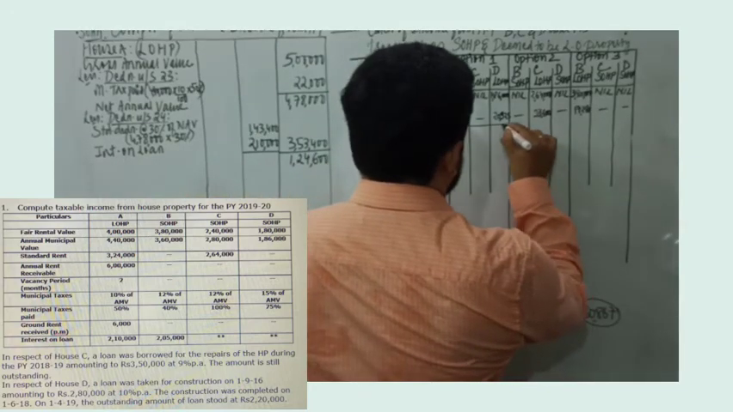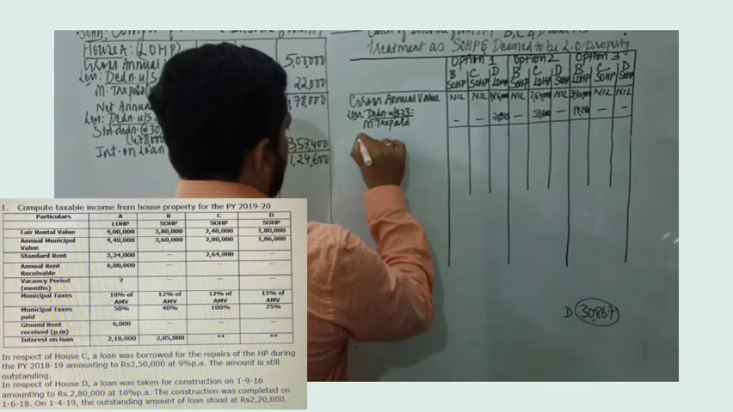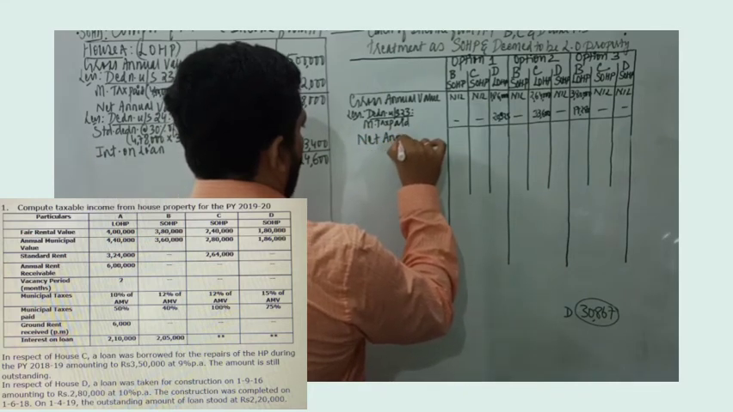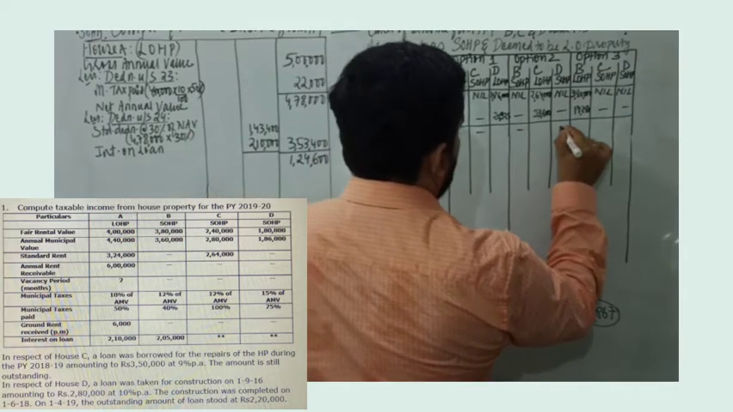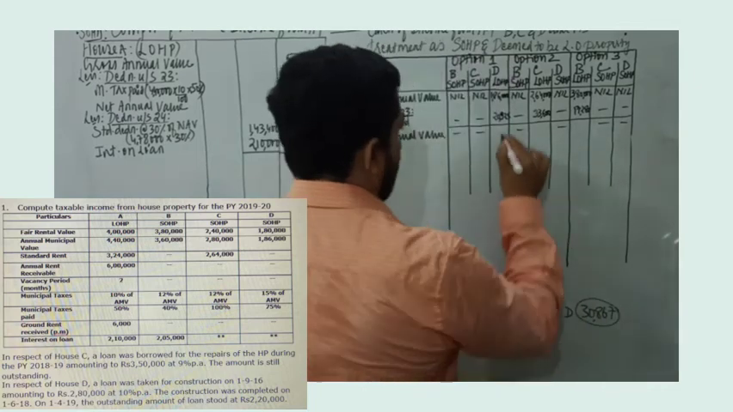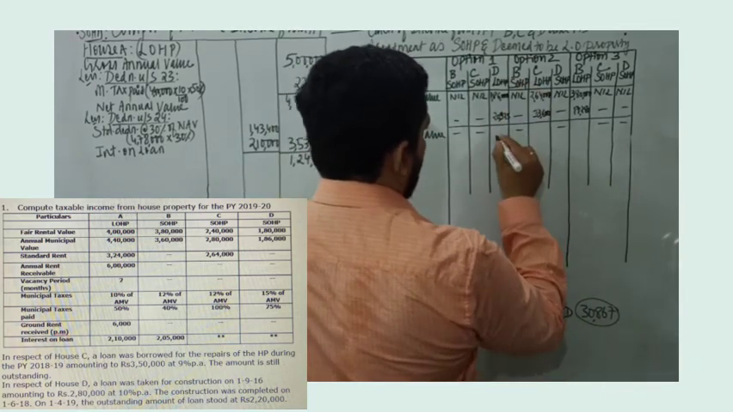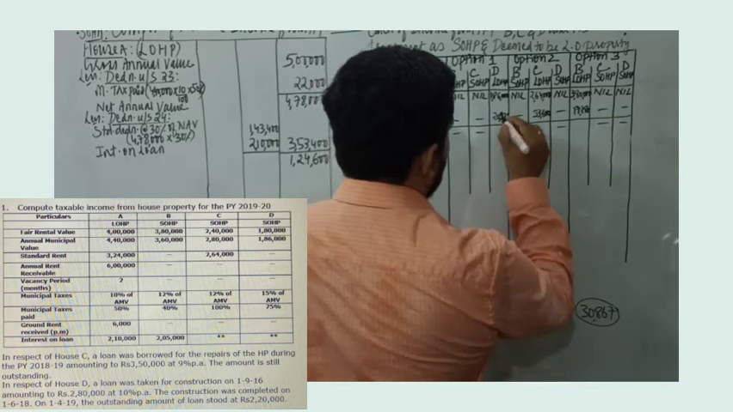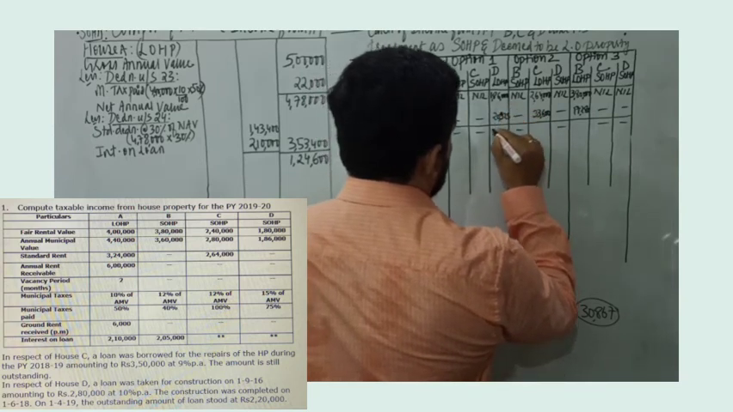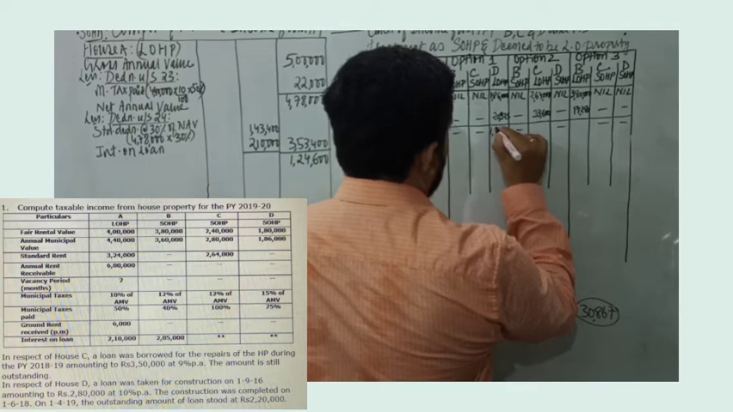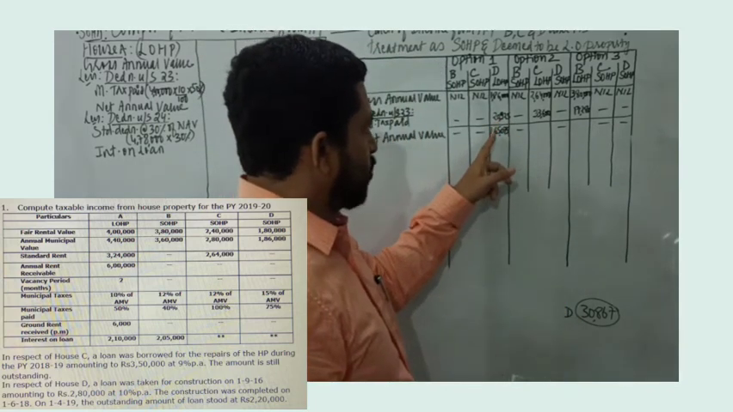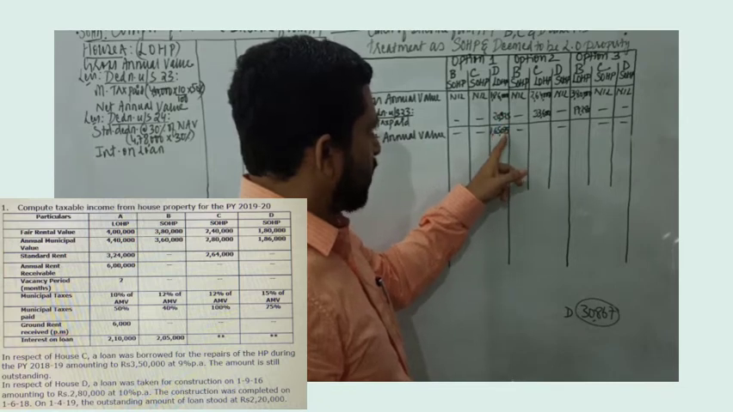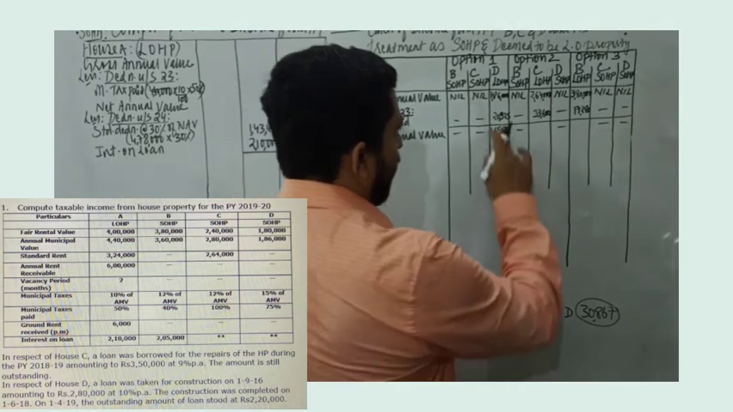So if we calculate the deduction, we get net annual value. Net annual value for all self-occupied will be nil. We will calculate for house D under option 1. So 1,86,000 minus 20,925 is 1,65,075. Check: 1,65,000 plus 20,000 is 1,85,000, and 925 plus 75 is 1,000, which will be 1,86,000.